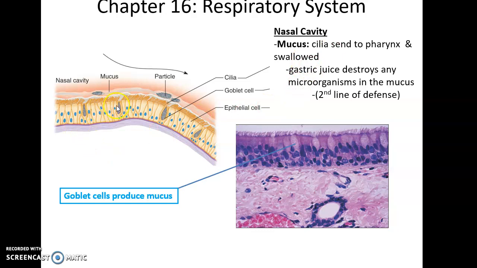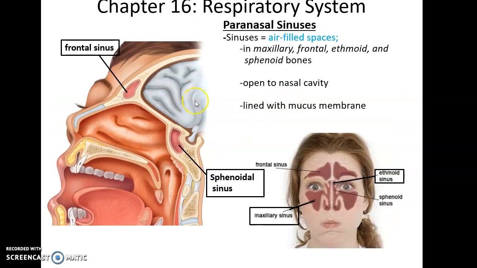The mucus is of course produced by some of the cells, the goblet cells in the epithelial tissue lining the nasal cavity, and then that tissue also has cilia. The cilia will beat, and as they beat, they'll move the mucus from the nasal cavity to the pharynx, and then the mucus can be swallowed or spit out. But if it is swallowed, then the gastric juices can destroy any microorganisms trapped by the mucus.